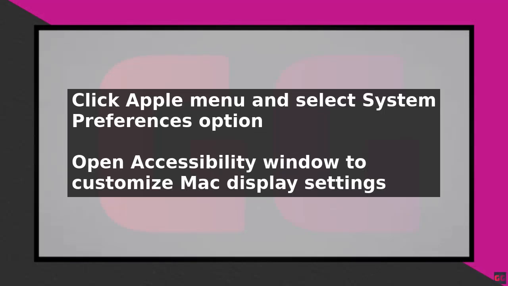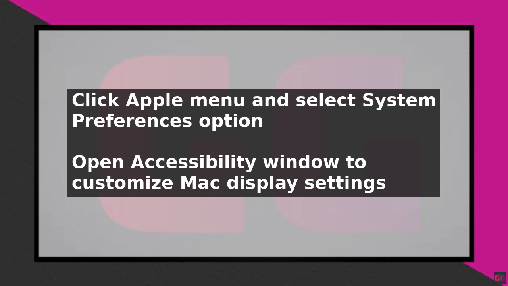To make your mouse cursor bigger on a Mac, you can follow these simple steps. First, click on the Apple menu located in the top left corner of your screen and select System Preferences. This will open a new window with various options to customize your Mac.